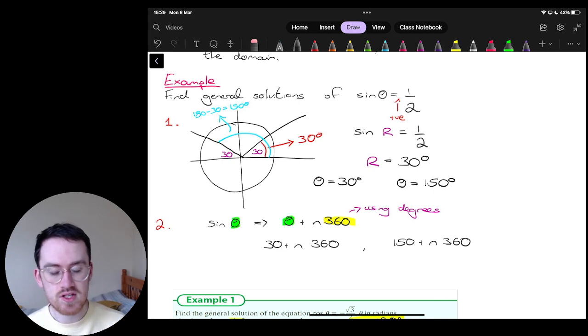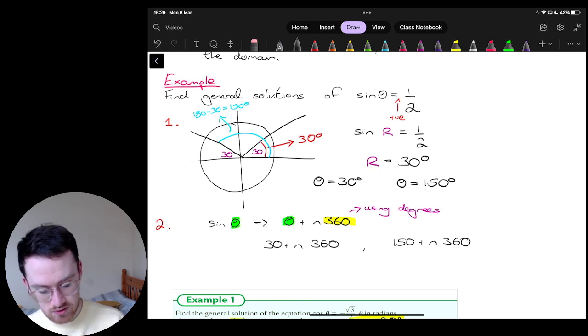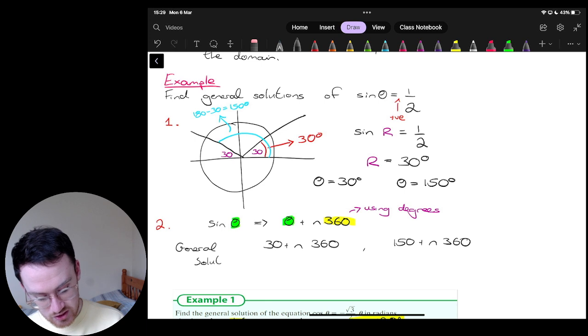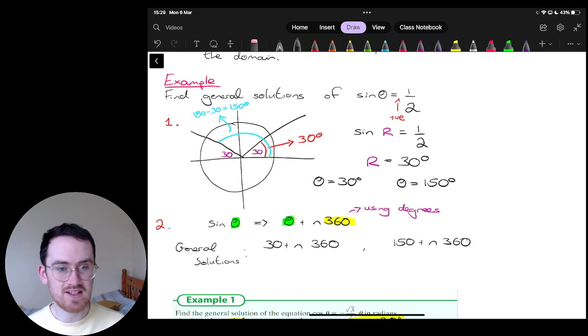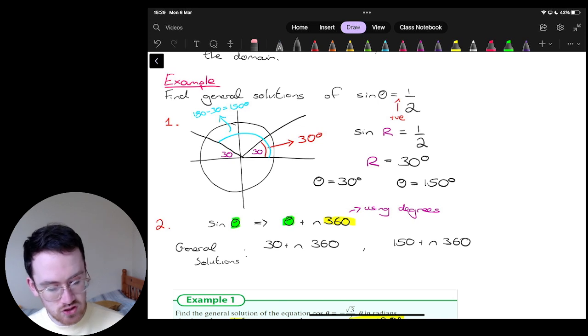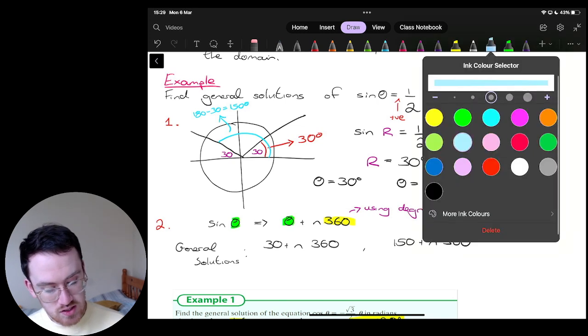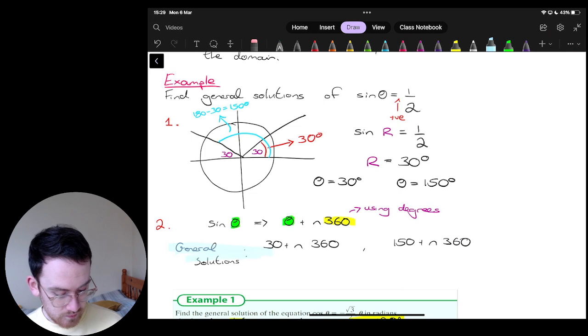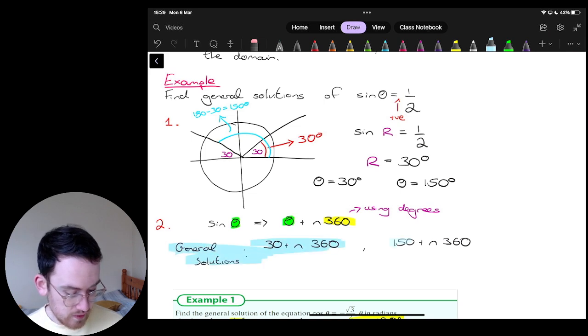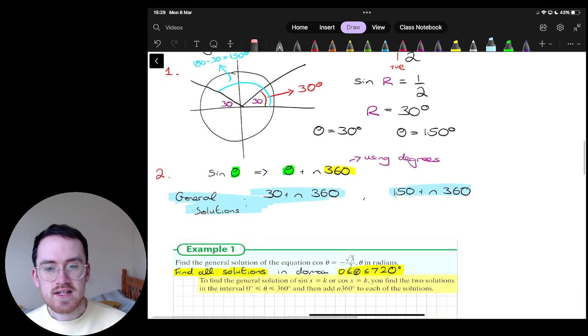So my answer is either 30 plus n 360 and 150 plus n 360. Those are my general solutions. And we're not asked for this question to actually work out the value of those for any specific number of cycles or domain or anything like that. So that's just our answer, and we can stop there. So highlight our answer. Let's apply this now to another question.